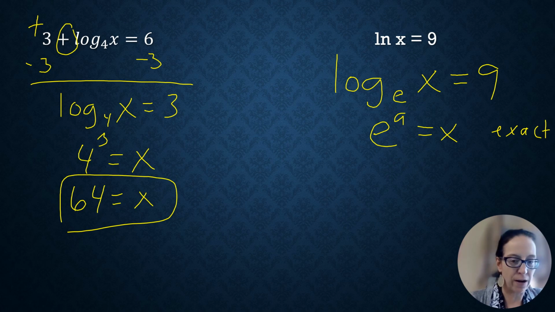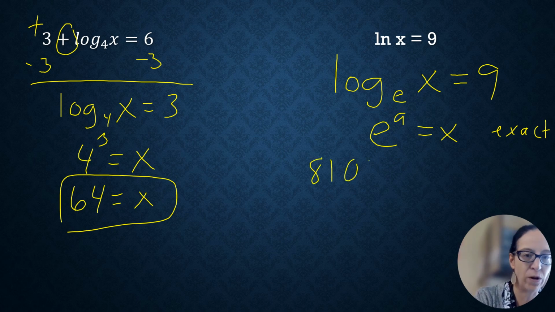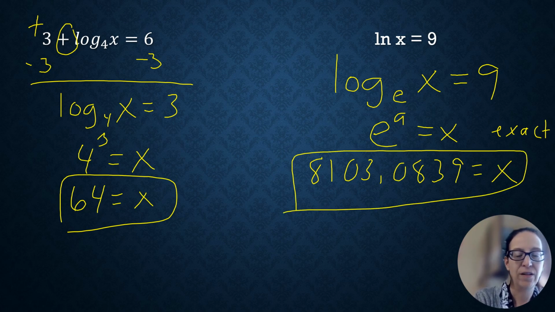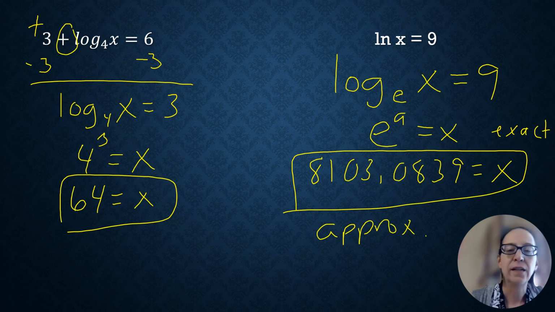If you want to do the decimal approximation, I am just using a calculator here, or you can use Desmos for this. I need to find my E button on here. Here we go. E to the 9th power. And that gives me this lovely number, 8,103.0839. Ouch. Okay, and that is the approximate or rounded answer.